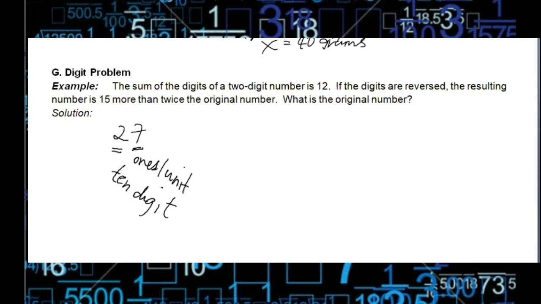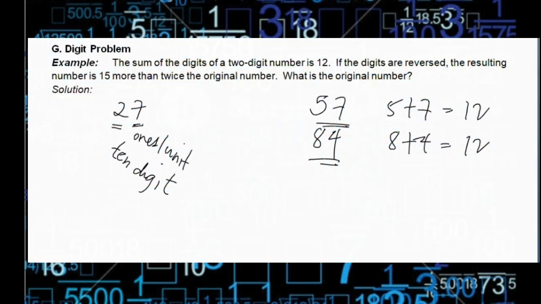Ngayon, basahin natin yung problem. The sum of the two digits of a two-digit number is 12. O, example, ano ba yung mga digits na ang sum niya ay 12? 57. Example, 84. Because if we add the digits of these numbers, the sum is 12. If the digits are reversed, kung pagbabaligtarin daw ito, kunwari ang original number mo is 57, the resulting number is 15 more than twice the original.